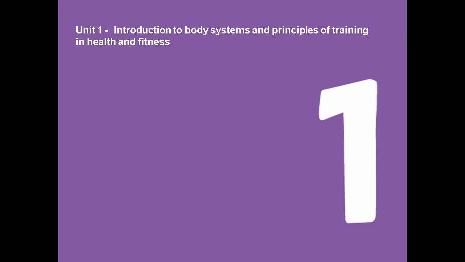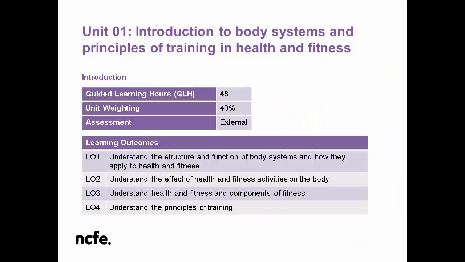Unit 1 is an introduction to body systems and principles of training in health and fitness. It provides learners with a lot of the underpinning knowledge and understanding required for health and fitness, including the structure and function of key body systems, the effect of health and fitness activities on the body, and the components and principles of fitness and training.